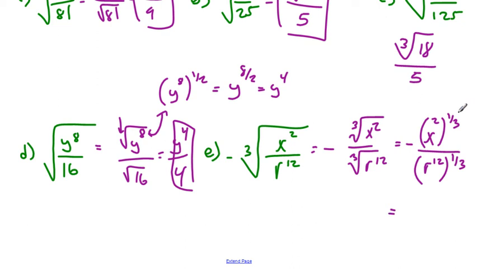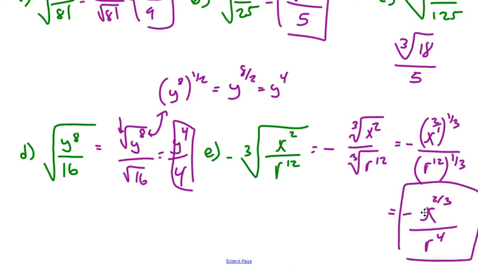Now check this out. I can simplify the numerator by just multiplying 2 times 1/3, meaning if I put a 1 underneath that 2, it's 2 times 1 and 1 times 3. That's negative x to the 2/3, all over. Now 12 times 1/3 is 12 divided by 3, and so that's going to be r to the 4th. So our final answer is negative x to the power of 2/3, all over r to the power of 4.